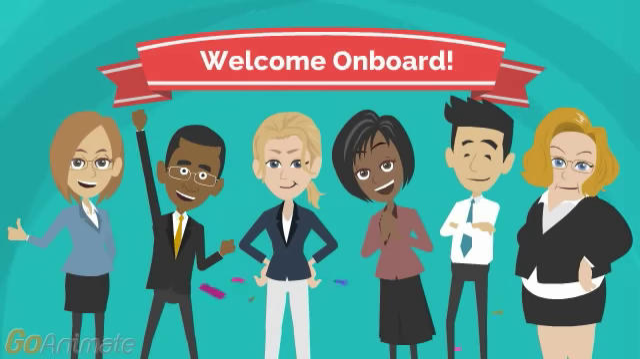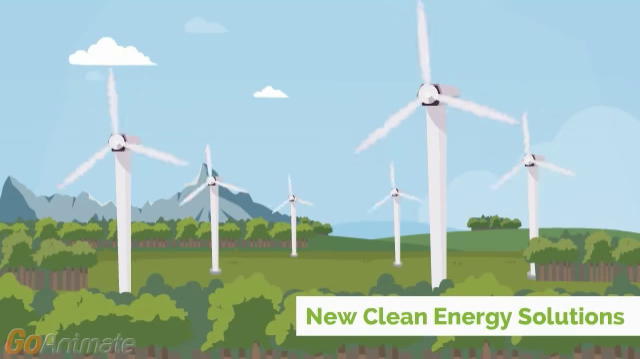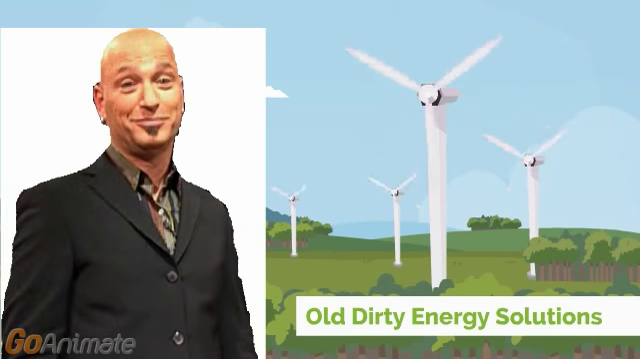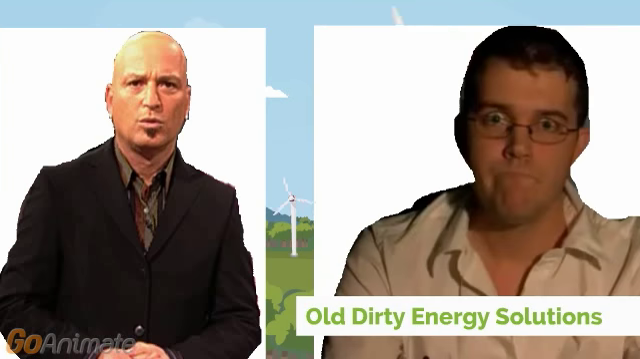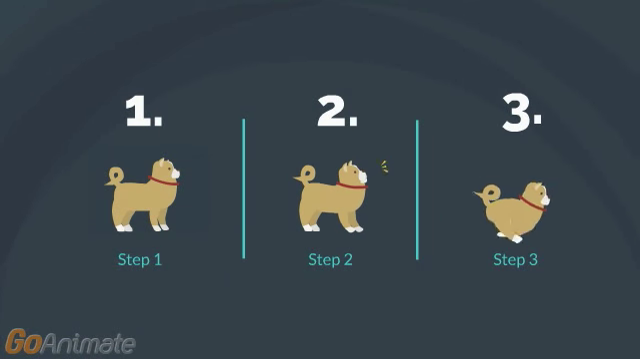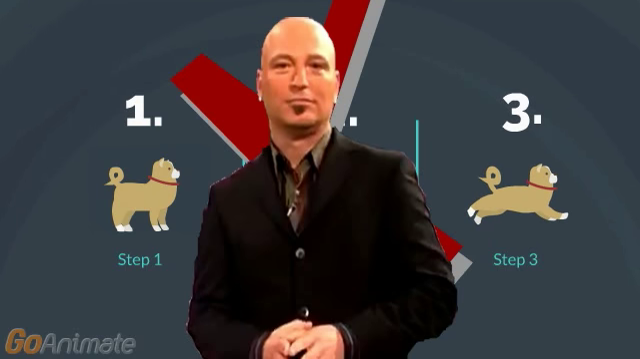Welcome on board. No. Get out. Because we are all Howie Mandels in this workplace. New clean energy solutions. No. Old dirty energy solutions. The windmills haven't been cleaned since 1918. 17, 16, 15, oh, 14. 1. Step 1. 2. Step 2. 3. Step 3. There are no steps on how to train your dog. All dogs already know how to do everything. Except for poop. They have very poopy butts.